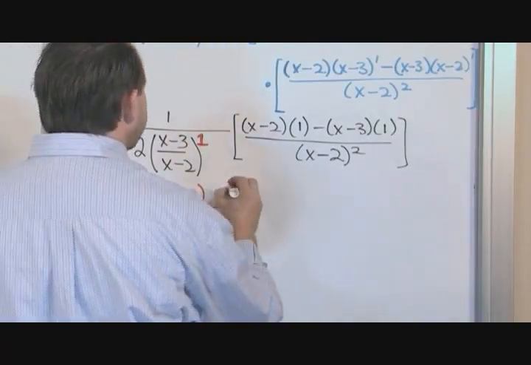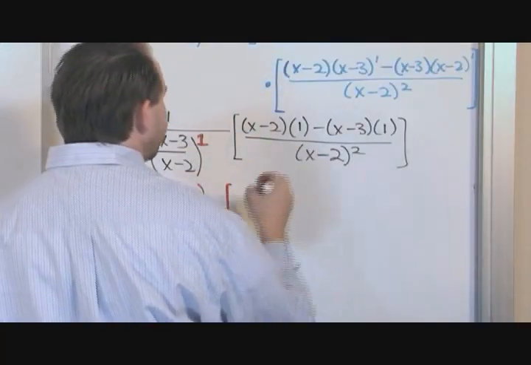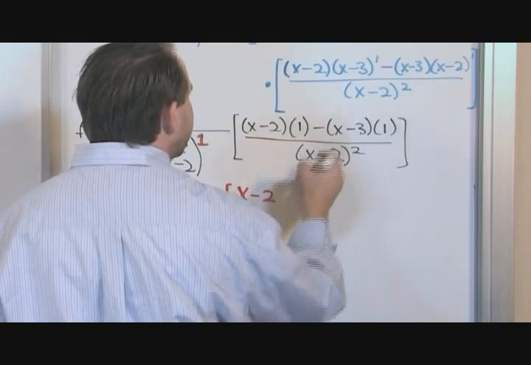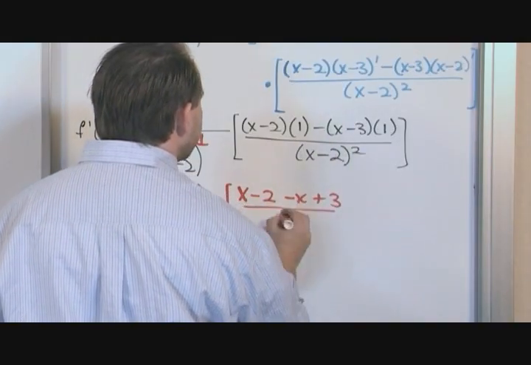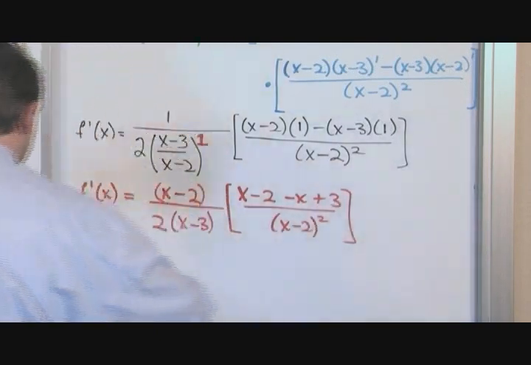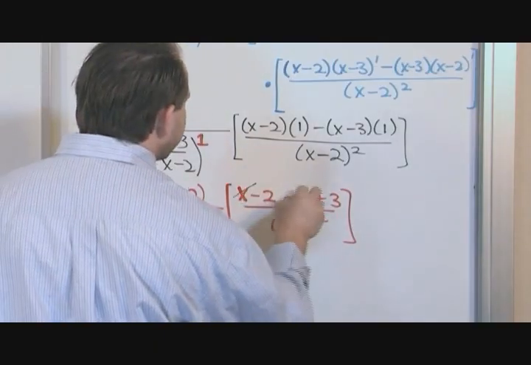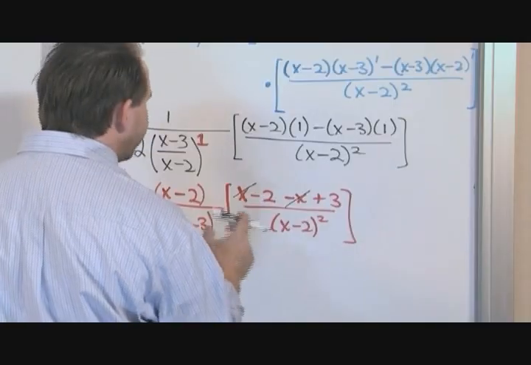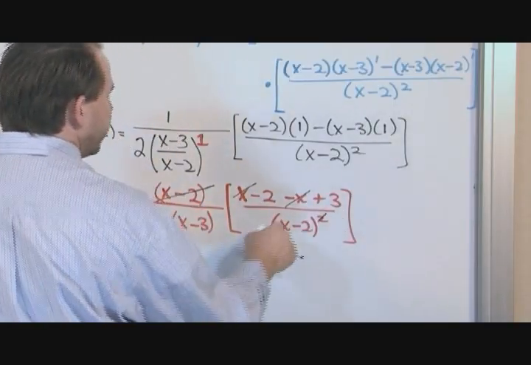All right, now in here, let's go and distribute these negative signs. So it's x minus 2 on the top minus x plus 3, distributing this guy in, and on the bottom I'll have x minus 2 squared. Okay, so I think you can see where we're going here. We have x and we have minus x, so that's going to cancel. And now I have x minus 2 here, and I have x minus 2 squared there, so this is going to disappear. This exponent's going to disappear, leaving me with one of these on the bottom.